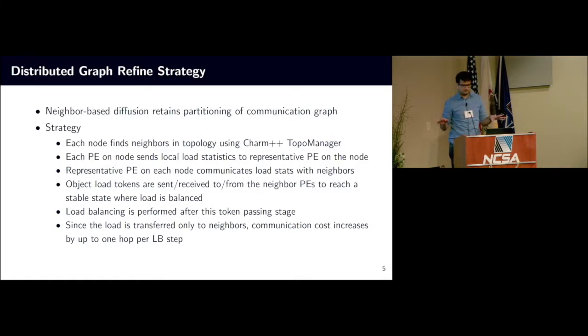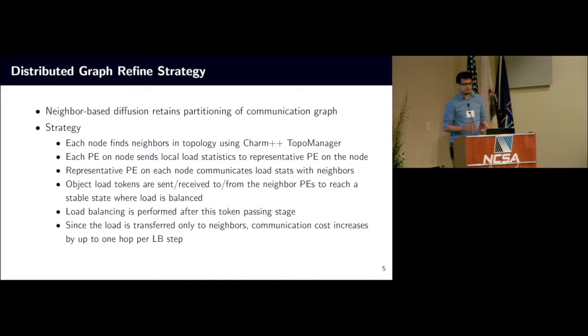These representative PEs on each node communicate with each other. They share their load stats, but only with their neighbors. They don't do this globally across the entire job. Then each neighbor PE sends and receives object load tokens, which represent the loads of these different objects, until they reach a stable state where load is balanced across the entire job. Then we actually perform load balancing after this token passing stage is completed.